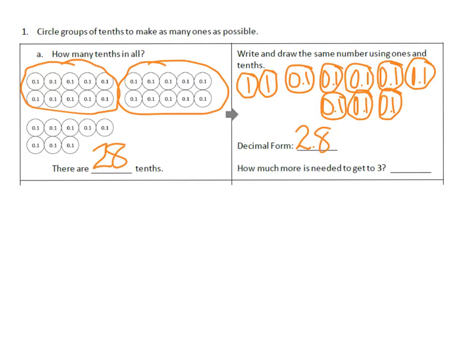Now it says how much more is needed to get to 3. Well, all I need to do is just subtract, or I can take a look at my discs and I see that there's 1 spot missing here and 1 spot missing there to make a group of 10. So that means that there are 2 tenths more needed.